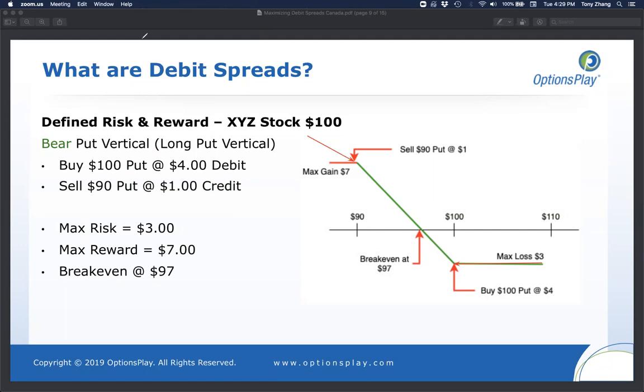So again, our net debit that we're going to pay here is just going to be $3 instead of $4. And what that does is it reduces our overall risk from $4 to $3. Our max reward is now capped at $7. But again, when we're bearish on stock XYZ, chances are we don't think the stock's going to go to 0 by next month or 2 months or however long your trade expiration is.